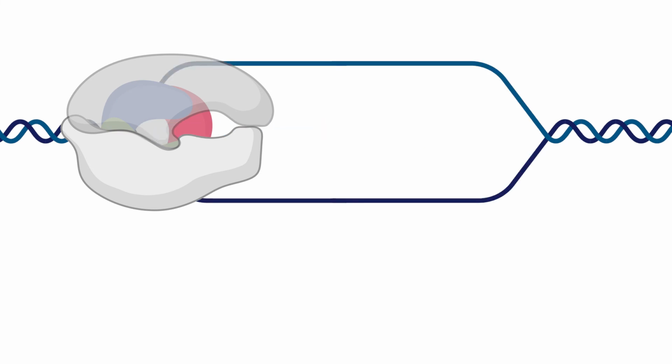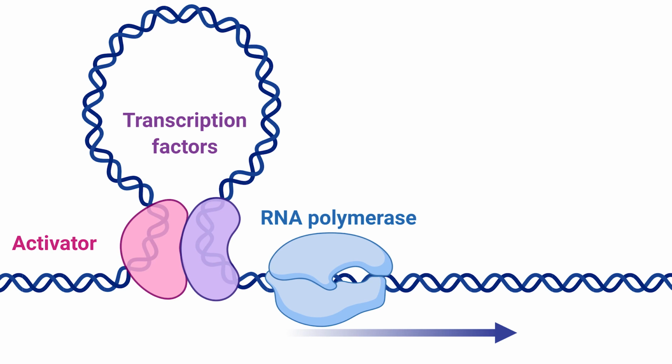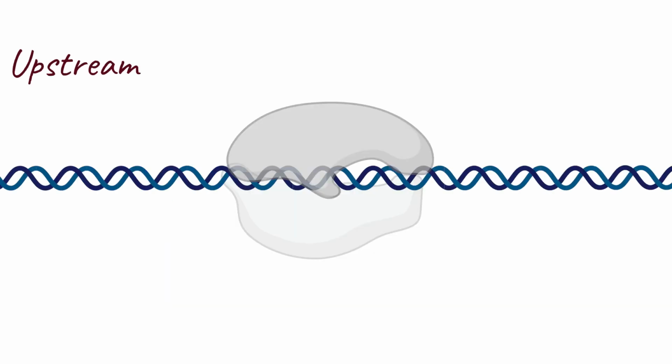The initiation complex then waits for a signal from an activator, which signals for transcription to begin. Activators usually sit upstream from a transcription start site and help regulate the beginning of transcription. Upstream means before, and downstream means after.